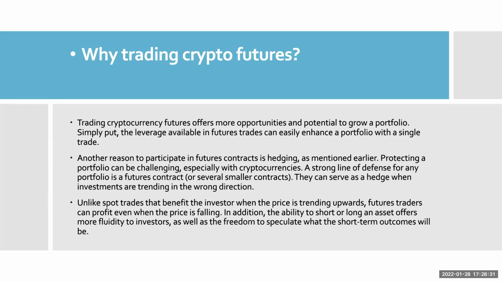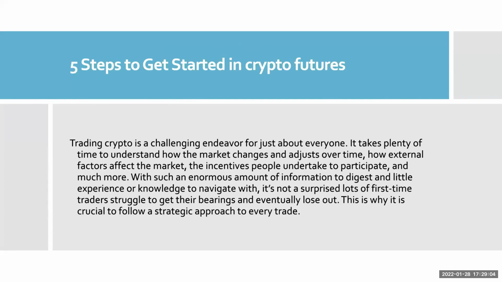The ability to short or long an asset offers more fluidity to investors, as well as freedom to speculate on what the short-term outcome will be. So unlike with spot trading, where you're only able to buy low and sell high, when you do crypto futures, you could do both. You could short, you could long, you could do pretty much whatever you want. Whatever direction you think the crypto is going, you can go in that direction.